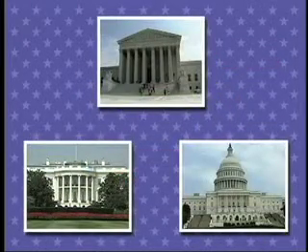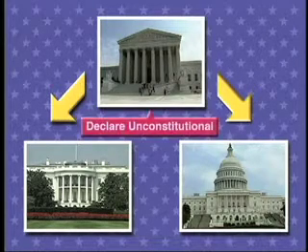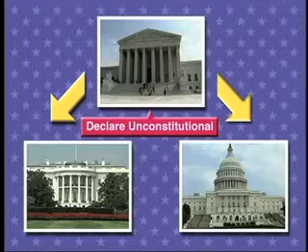The judicial branch also has a very powerful check. It can declare congressional and presidential acts unconstitutional. That means it can say that the law violates the Constitution and cannot be put into effect.